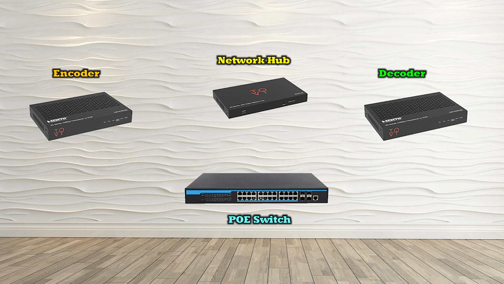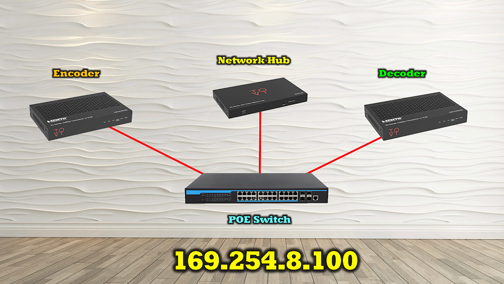To get started, you'll need to set one of the transceiver's modes to encoder and the second transceiver's mode to decoder, and then connect both of the transceivers as well as the video network hub to your PoE switch and power everything up. At this point, you can simply open a web browser on any computer connected to the same network and navigate to IP address 169.254.8.100, which is the IP address of the video network hub.